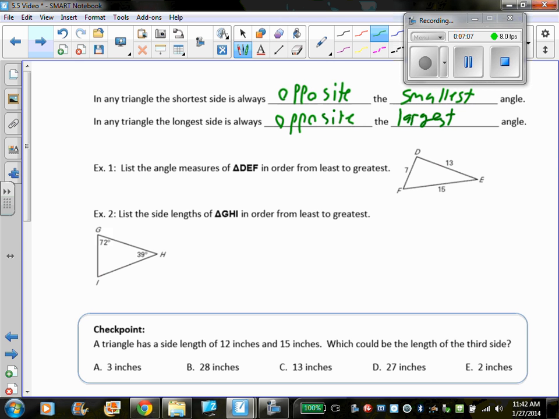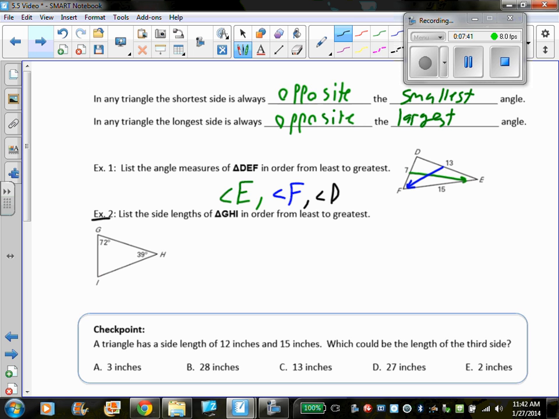Well, again, smallest side across from smallest angle, biggest side across from biggest angle. Our smallest side over here is DF, and that's across the triangle from E. So E is our smallest angle. Our next smallest side is 13, which is across from angle F. So F is our next angle in size, and that leaves angle D to be our biggest. So that's how you do that one.